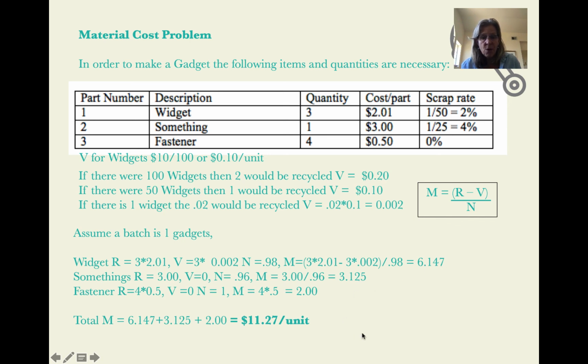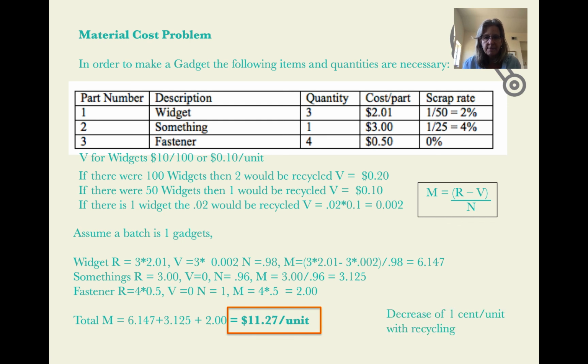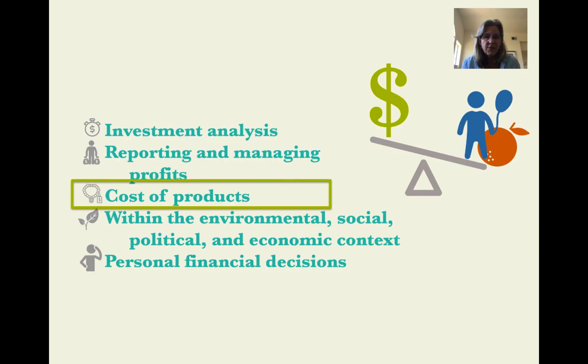So now it's gone down again and now it's 11.27. And so you can see this is a little bit different than the previous example, but one of the main things is you need to make sure you define what your batch size is. And the cost decreases because we're recycling, because we're getting revenue from recycling. So again, this video talks about costs of products, particularly material costs, and it's a second example in that system.